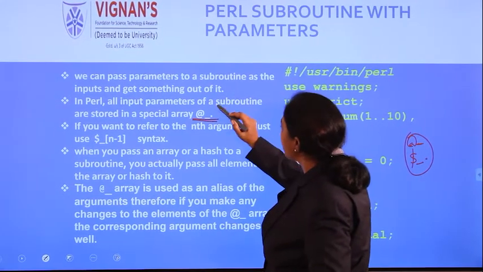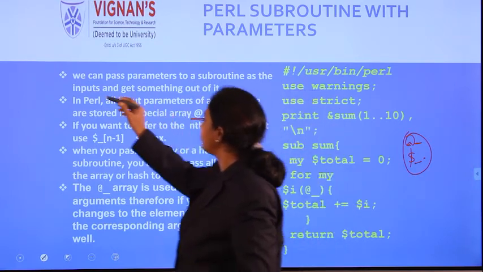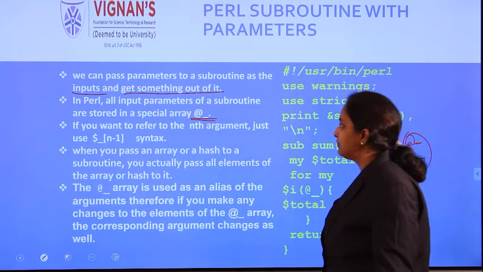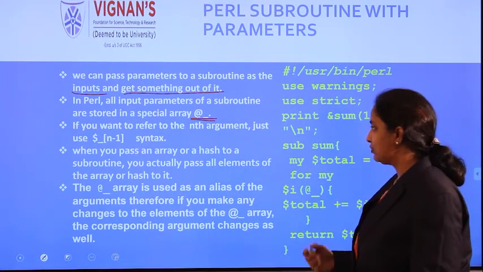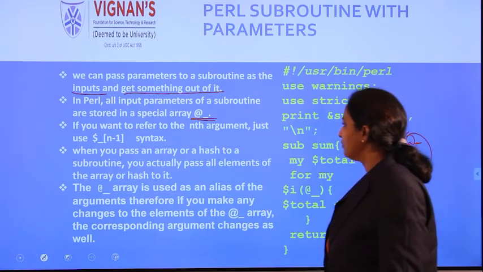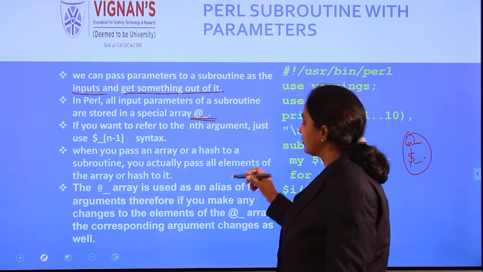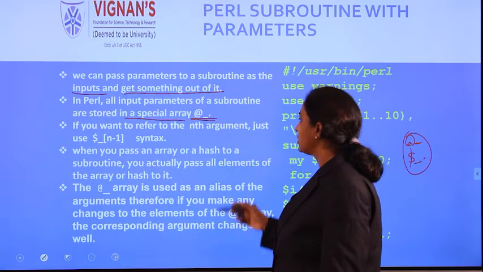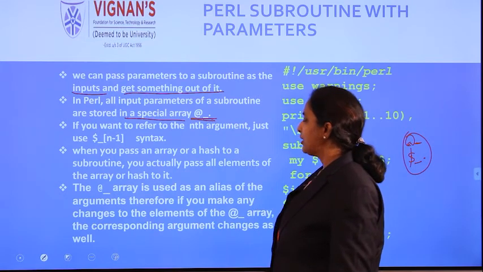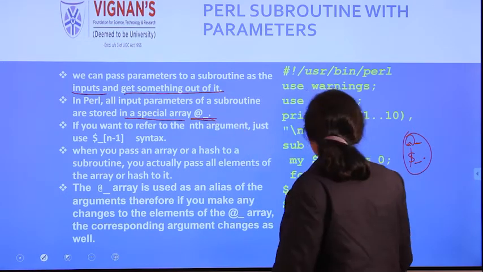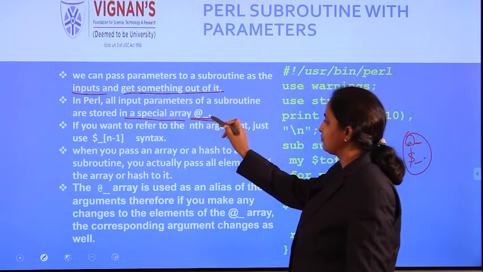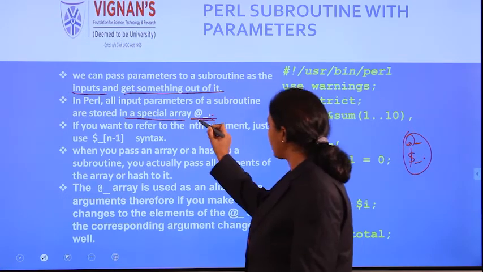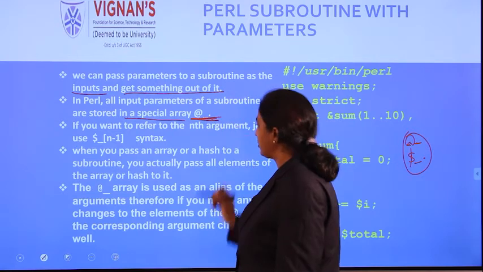So we can pass parameters to a subroutine as the inputs, and get something out of that. After passing the parameters, whatever you define in the definition is going to happen. All the input parameters are stored in a special array. Whichever parameters you pass can be stored in an array. That array is referred to with @_. This is the default way. You have to denote it like this only. Please try to remember this. We are going to use this further also.